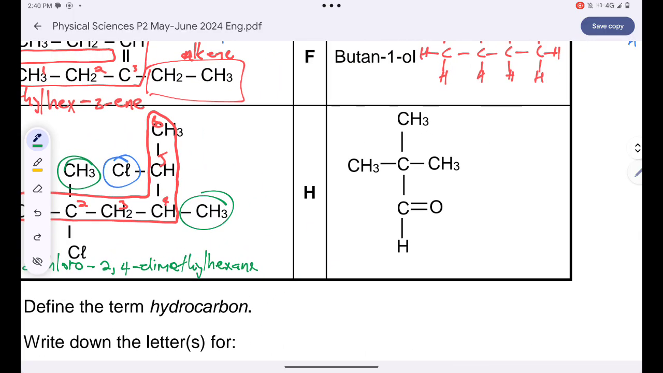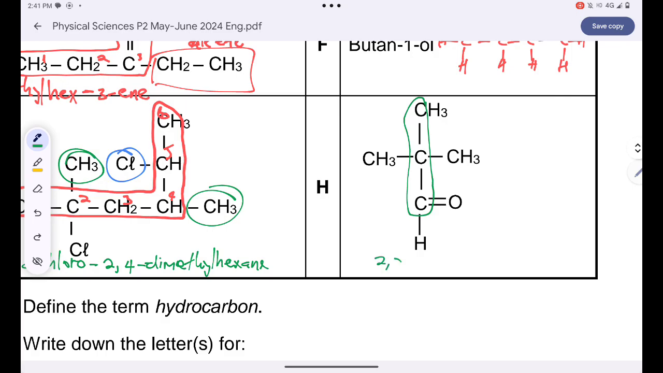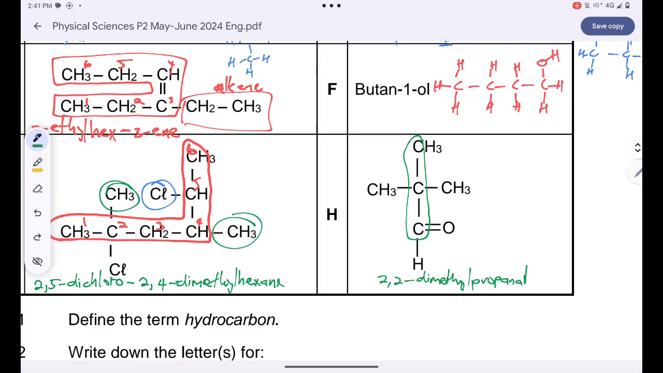Yeah? Okay, and then over here, guys, we do have an aldehyde. How do I know that this is an aldehyde? Because I have a formyl group at the terminal carbon. Yeah? So these over here represent my parent chain. So the IUPAC name of this compound is basically 2,2-dimethylpropanal. The suffix has to be -al since I'm dealing with an aldehyde.